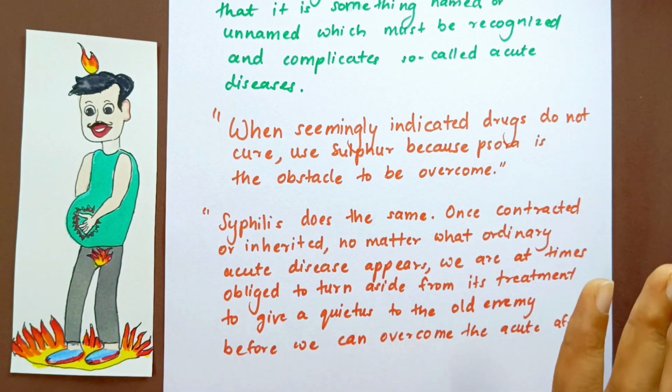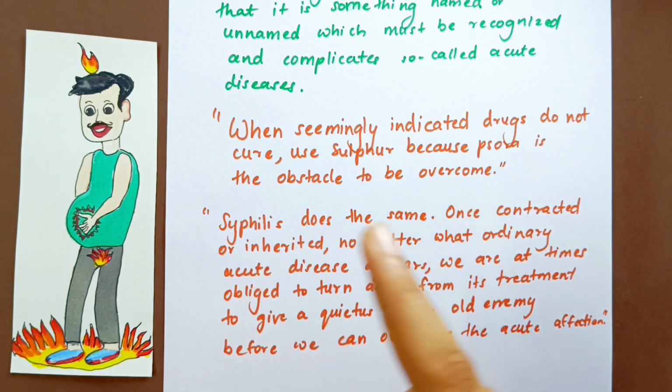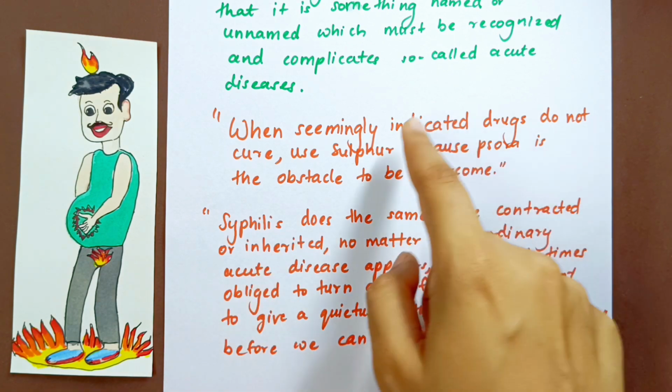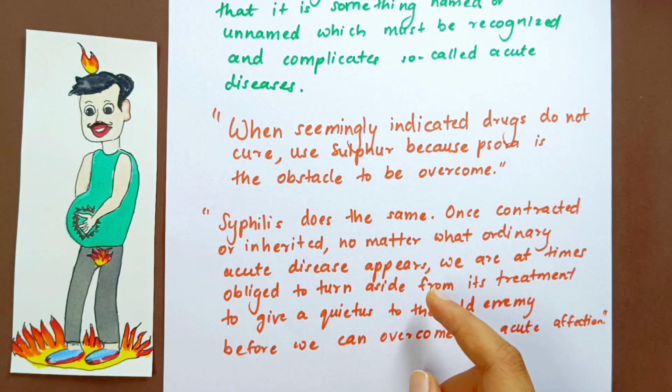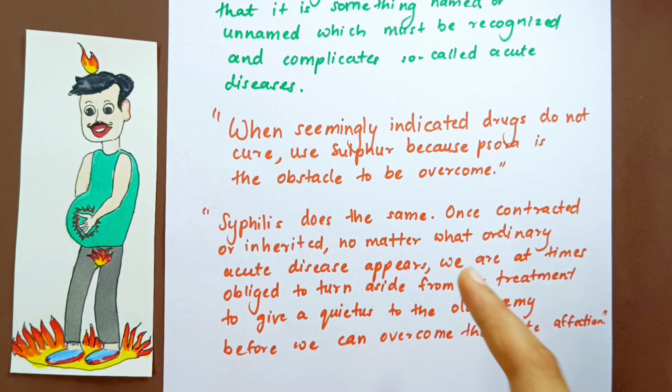Syphilis is also like Psora. So since there is syphilis in the background, you'll first have to tackle syphilis. Like here, you give sulfur to tackle Psora. So you'll give some other remedy which is antisyphilitic to tackle syphilis, and then if you give the indicated remedy, the acute condition will be overcome.